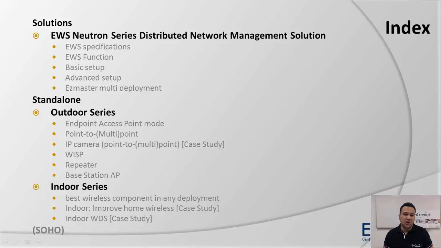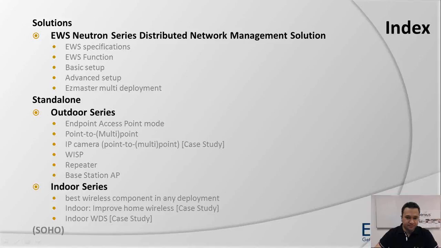And at this moment we can divide EnGenius products in three major categories. The first one is solution-based solutions, where we have our Neutron Series, the distributed network management solution. And the second category is standalone. We also call that our Electron Series, where we have indoor and outdoor access points. And last but not least, we have a SOHO line, a very small series of SOHO products. But in this presentation, we will not highlight it for today.